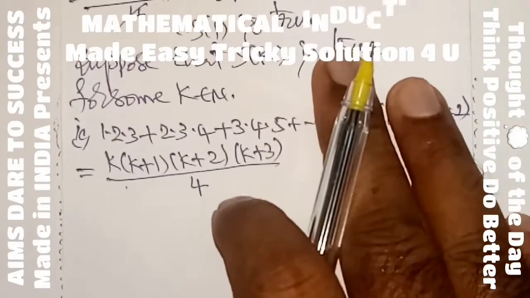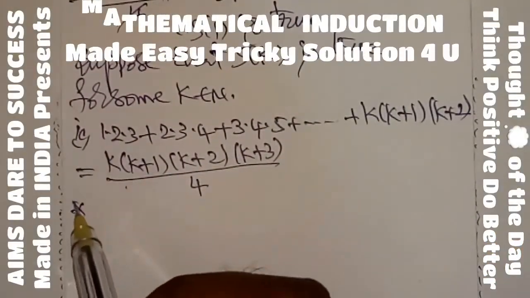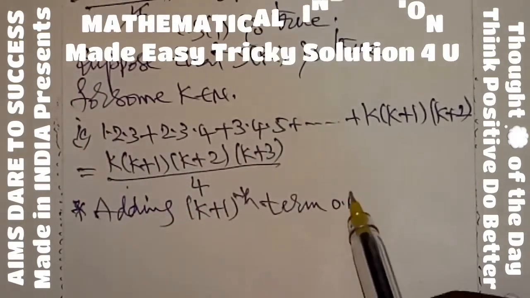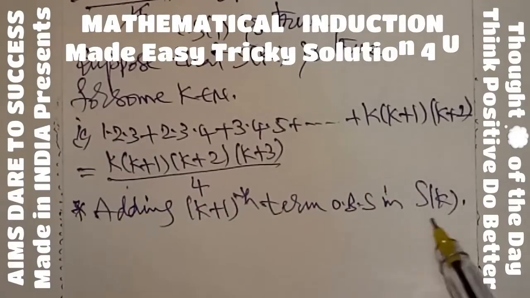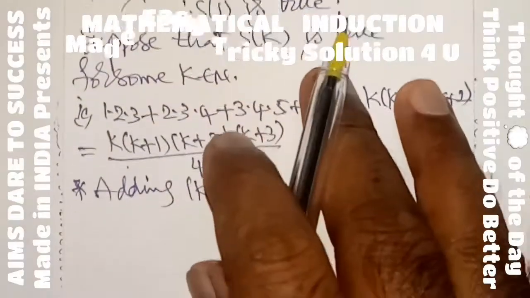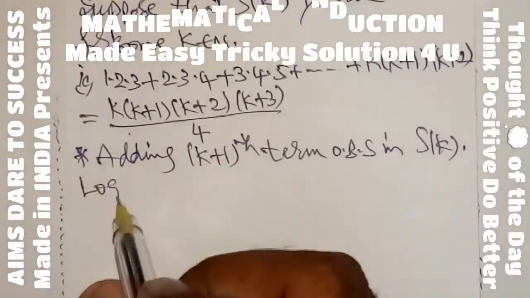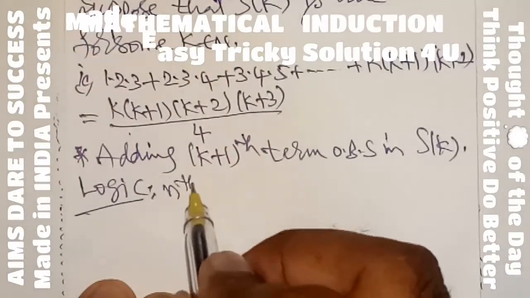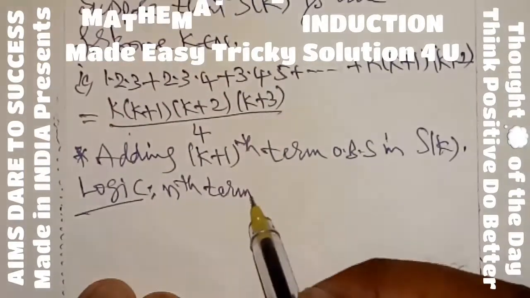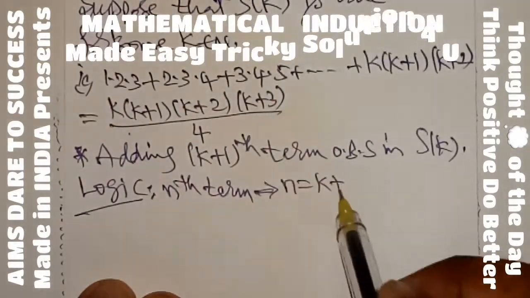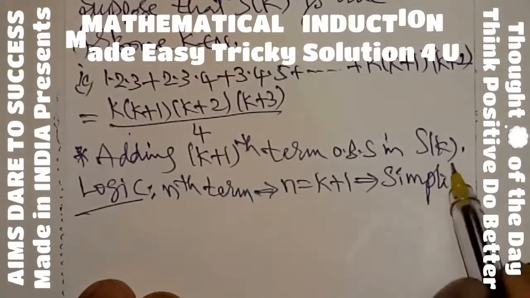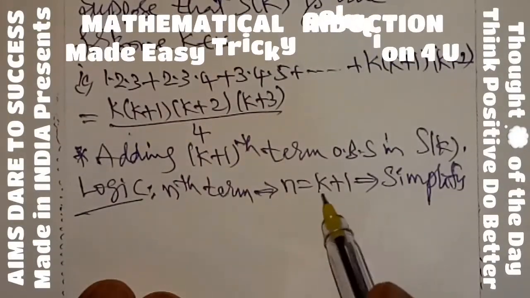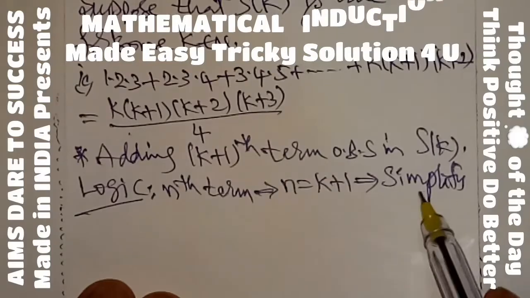After getting this S of k, one important step is adding the k plus 1th term on both sides in S of k. How do you get the k plus 1th term? I will tell you my logic. Don't worry, I am here. You can remember this for each and every question in this mathematical induction chapter: take the nth term, substitute k plus 1 in place of n, and do a little bit of simplification.